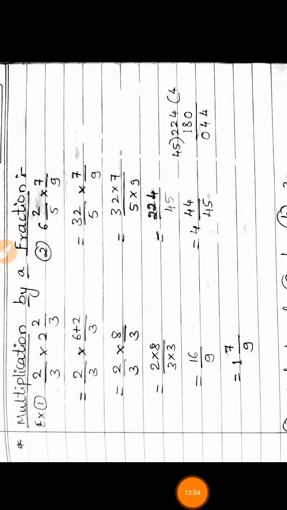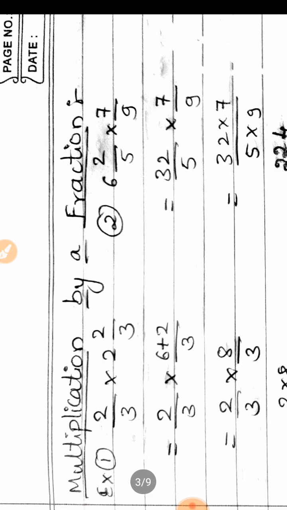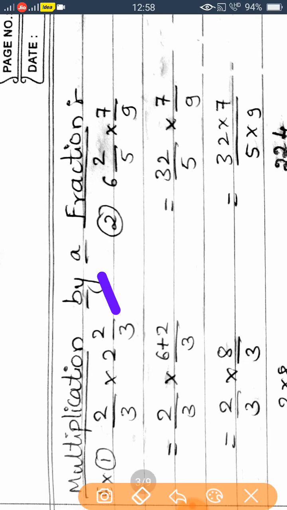That is 2 by 3 into 2 and 2 by 3. So this is a question. Here 2 and 2 by 3 is a mixed fraction. Just now I said, if in any question a mixed fraction arises in the operation, we have to convert it first into an improper fraction. That is 2 into 3, 6 plus 2, 6 plus 2 is 8. So 2 by 3, multiplication, keep as it is.